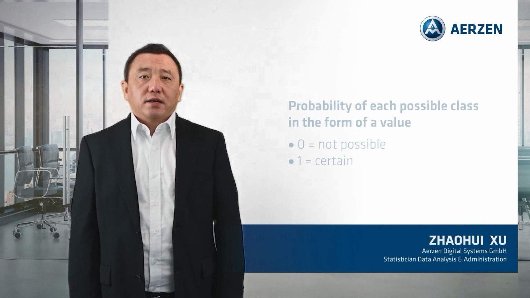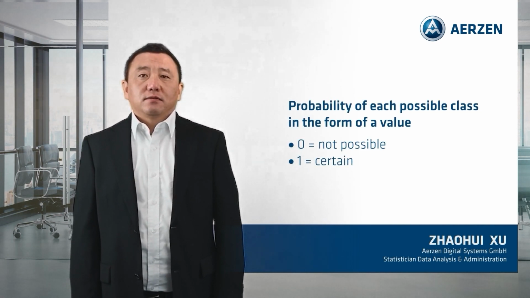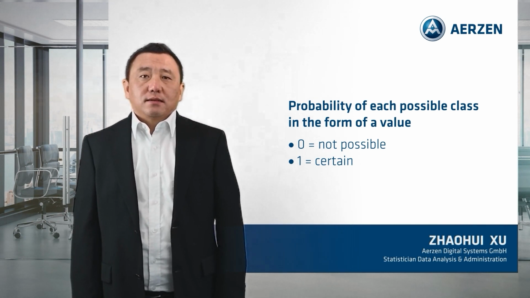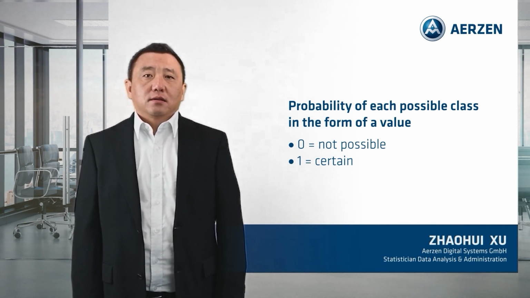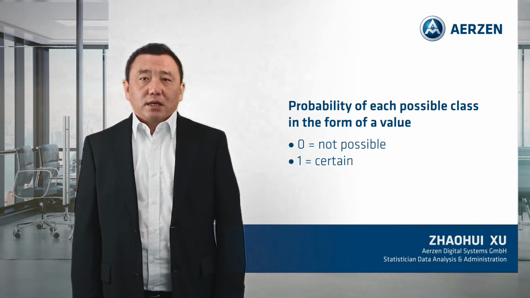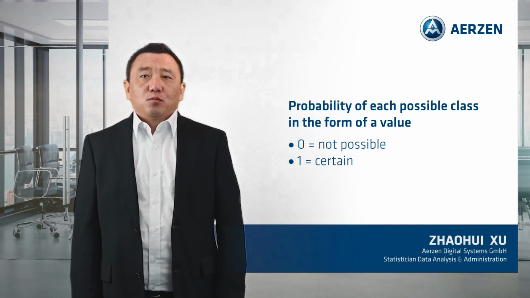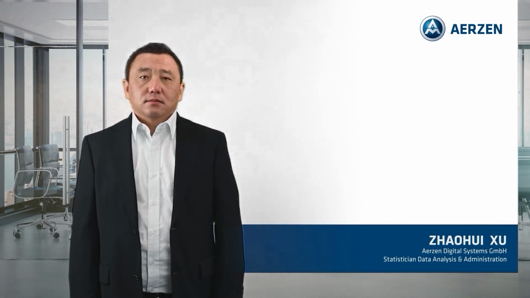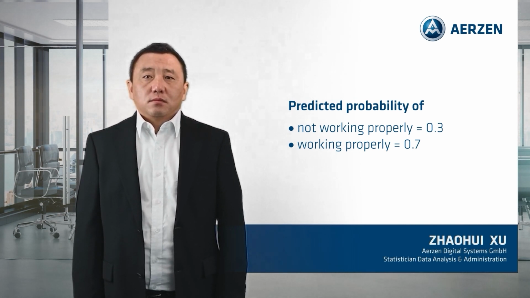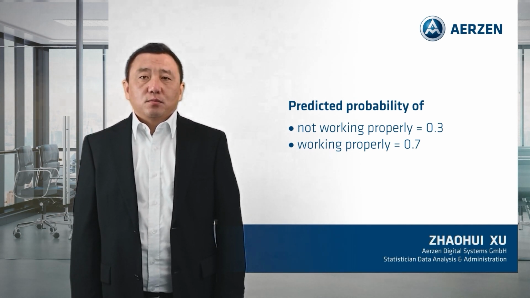Class prediction is performed by determining the probability of each possible class in the form of a value between 0, not possible, and 1, certain. The total probability for all classes is 1 because the machine is either working properly or working anomalously. Thus, if the predicted probability of not working properly is 0.3, then the corresponding probability of the machine working properly is 0.7.